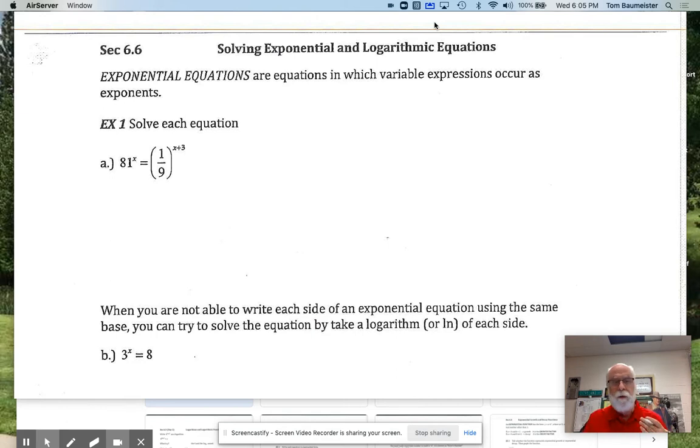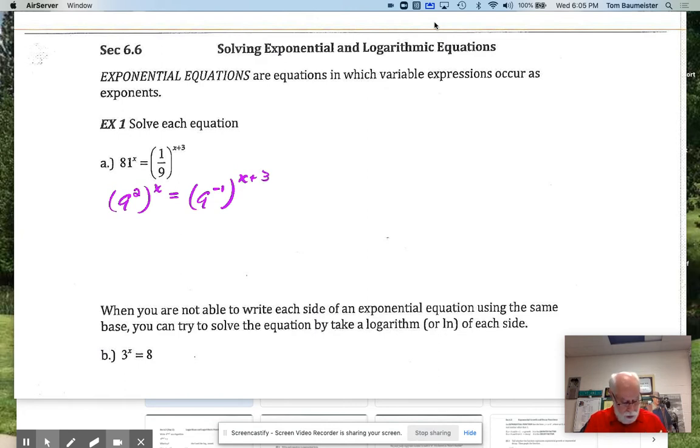Now remember, what we're trying to do is get some number that is the same, because once the number is the same on both sides, we should be able to just set the exponents equal to each other, and we've done that before. If I look here, I see 9. Well, I know that 81 is 9 squared, so I can write 9 squared raised to the x power, and I know 1/9 is 9 to the negative first power, and that one will be raised to the x plus 3 power.